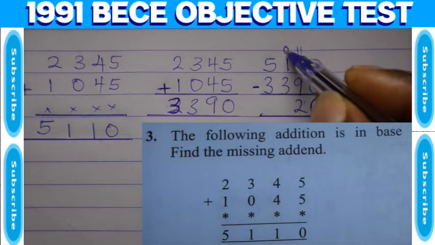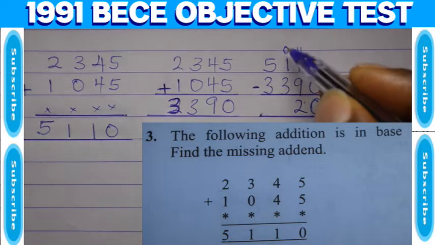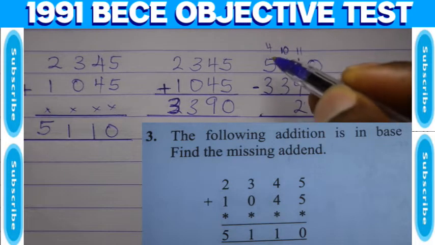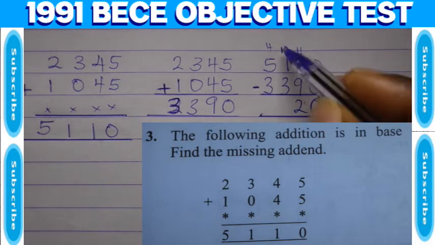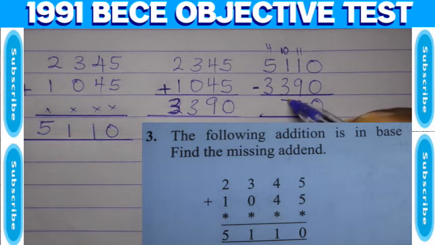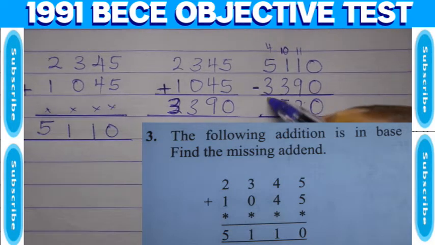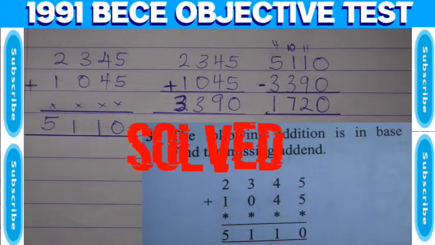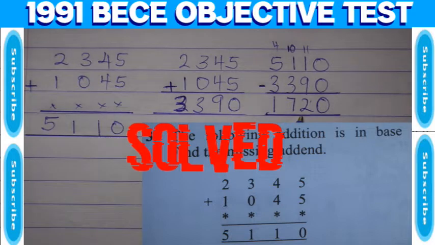We have 0 here. We are subtracting 3 from 0. It's not possible. We borrow 1 from here. Then we have it to be 10. Then we have 4 remaining here. So it will be 10 minus 3. That gives us 7. And then 4 minus 3. That gives us 1. All right. Now we have the answer to number 3. And that gives us 1,720. So we are done for question 3. Let's box 1 and take a look at question 4.